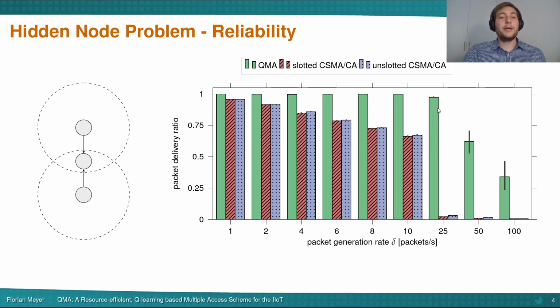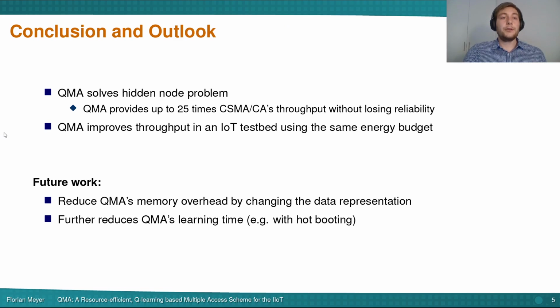On the y-axis you have the packet delivery ratio, and we expect that in this scenario CSMA-CA performs quite badly, because it relies heavily on clear channel assessments, which often fail because, as I said, the 2 nodes here cannot hear each other. But QMA actually learns at which slots it's beneficial to send, at which slots it's not beneficial to send. And therefore, you can see that at 25 packets it achieves a much higher reliability than slotted CSMA and unslotted CSMA.